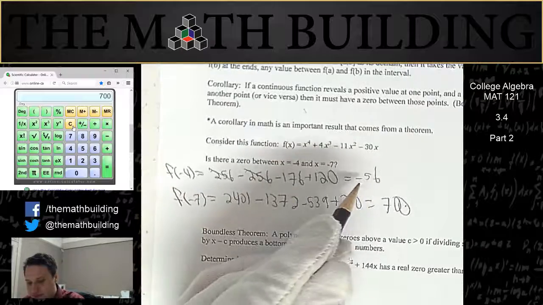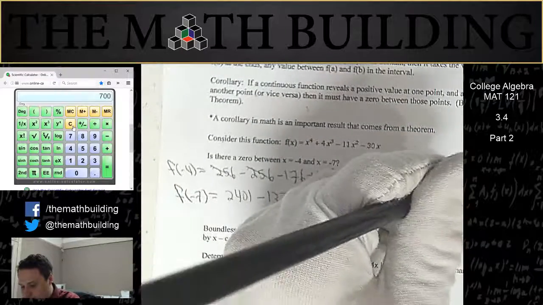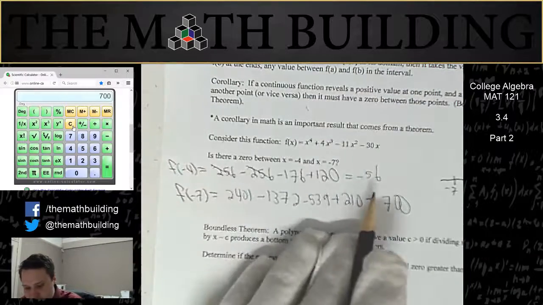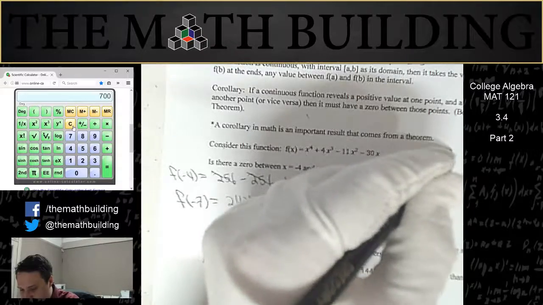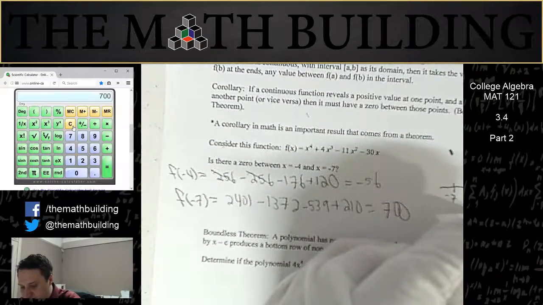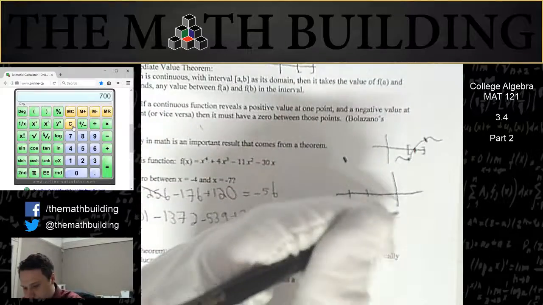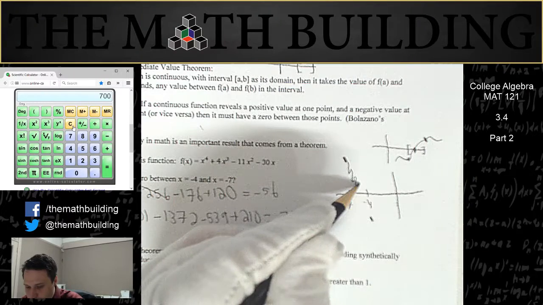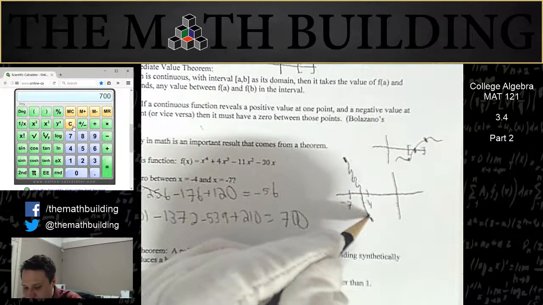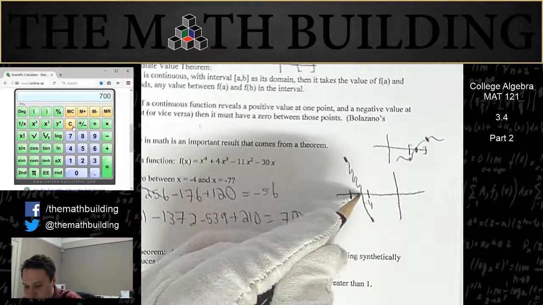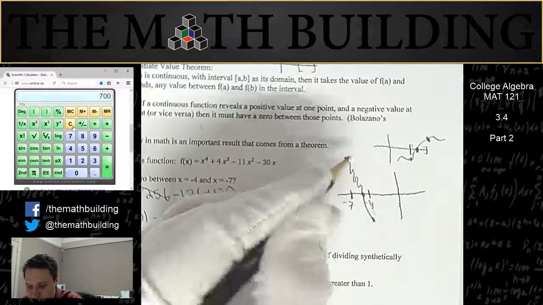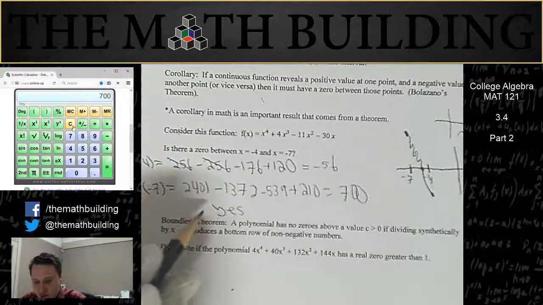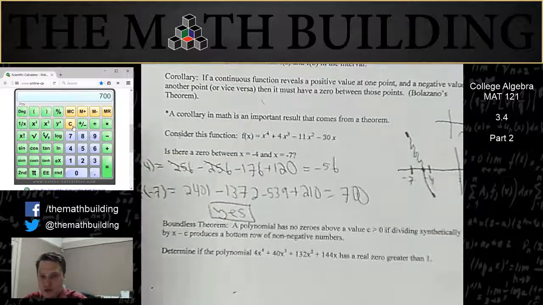So look at this. Here's -4. At -7, our value of the graph was 700, and at -4, our value was -56, about right there. The graph can do whatever it wants, but at some point it eventually will have to hit the axis between these two points, because it's continuous and we have a point there and a point there. So the answer to the question is yes, there will be a solution between those two points.